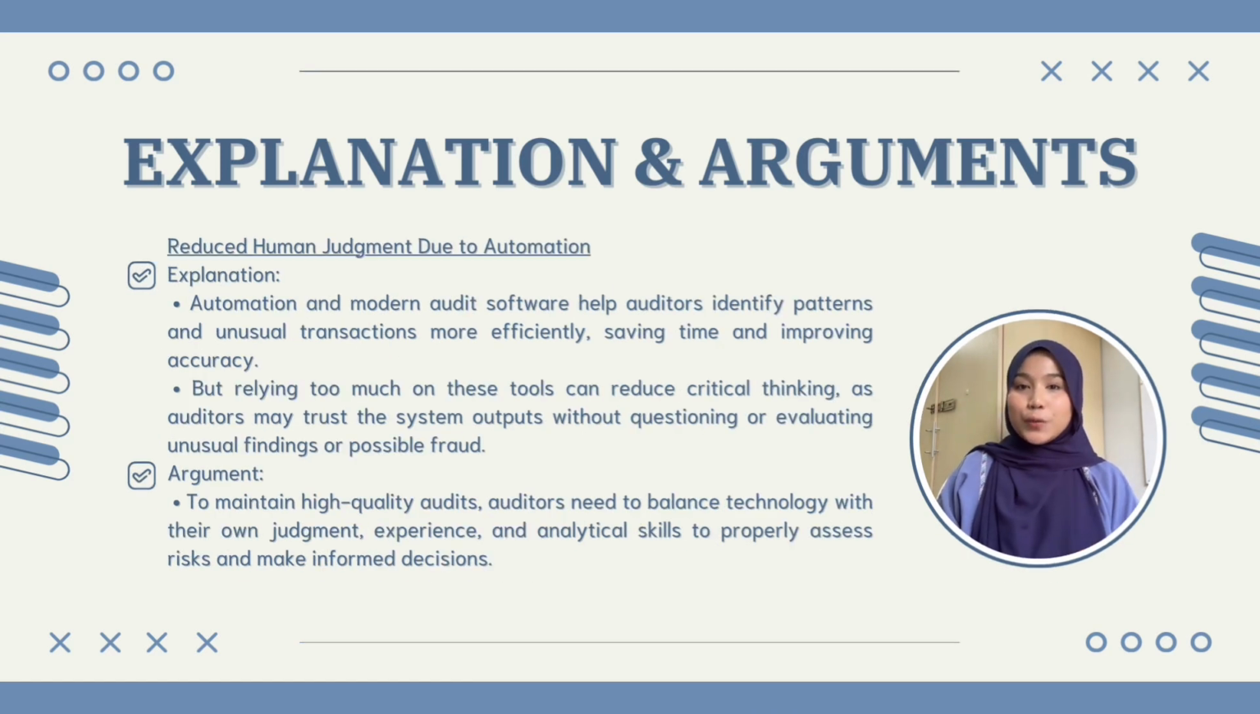Next, our second issue is about reduced human judgment due to automation. Automation and modern audit software helps auditors to identify patterns and unusual transactions more efficiently, saving time and improving accuracy. But relying too much on these tools can reduce critical thinking, as auditors may trust the system outputs without questioning or evaluating unusual findings or possible fraud. So our argument here is to maintain high quality audits, auditors need to balance technology with their own judgment, experience, and analytical skills to properly assess risk and make informed decisions.